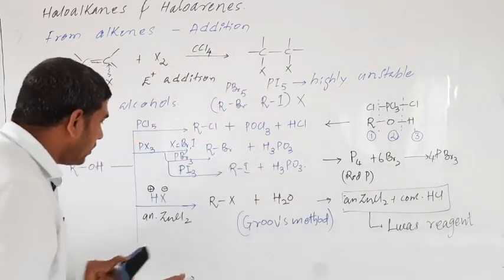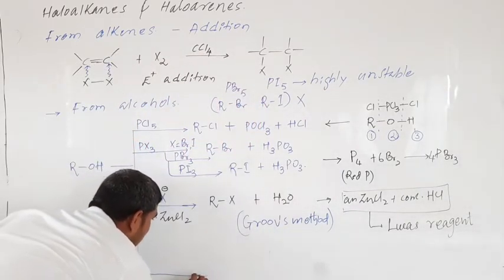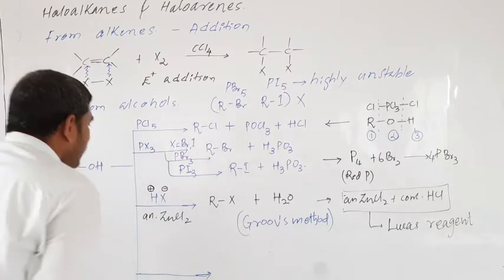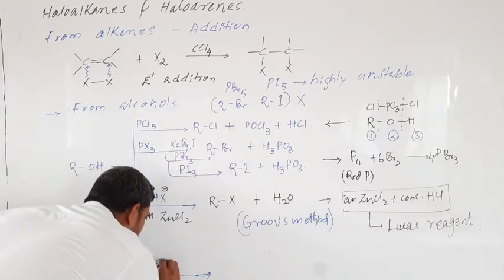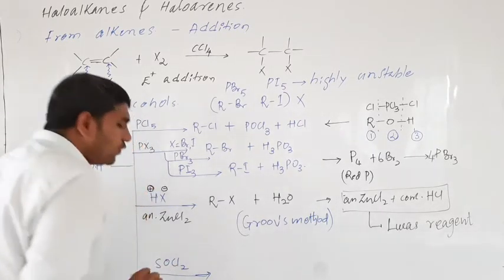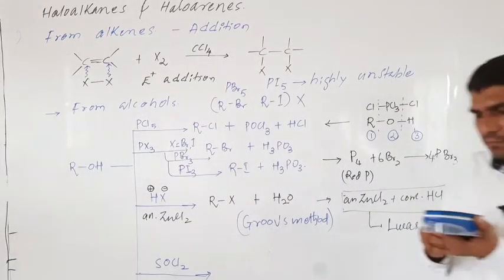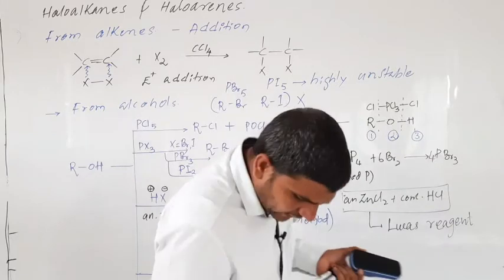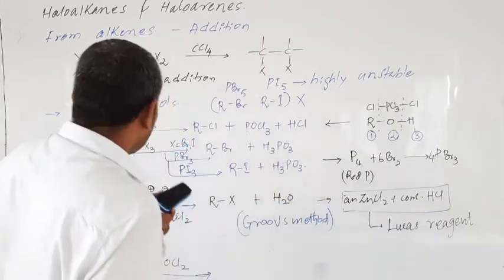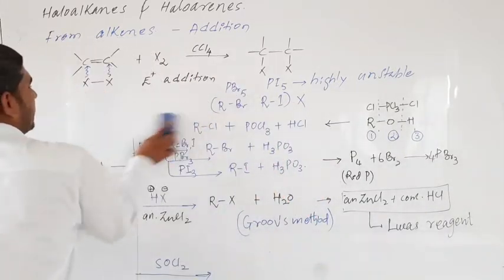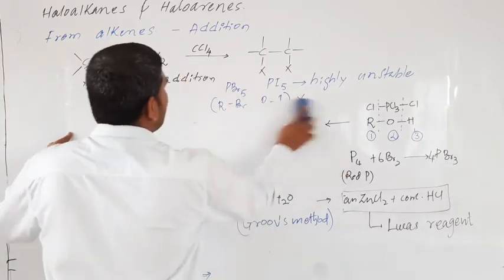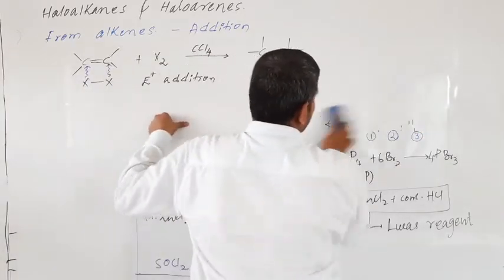And one more last method of preparation of haloalkanes by using SOCl2, thionyl chloride. By using what? Thionyl chloride. How to prepare haloalkanes by using thionyl chloride? Listen.